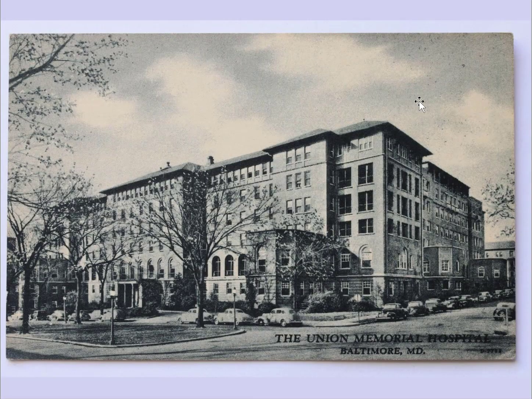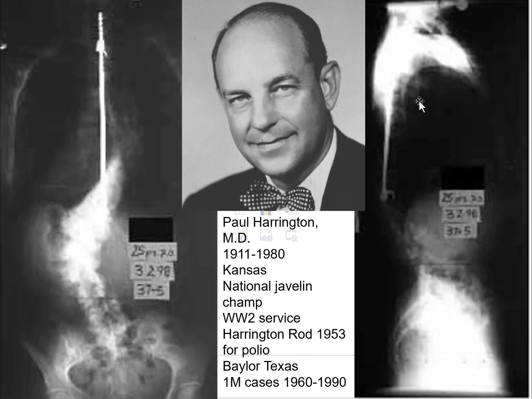So this is just a slide of Union Memorial Hospital in the 1950s. So flat back deformity started with Paul Harrington. He was a national javelin champion, I think, in college. He's from Kansas, and in World War II, he served our country, the United States, as a surgeon, and was a chief of a hospital. He created a rod to treat scoliosis. And in Baylor, he's from Baylor, Texas.